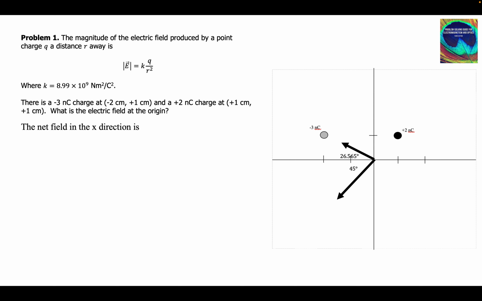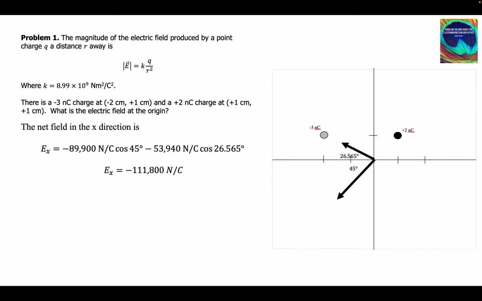The field in the x direction is the x component of this guy and the x component of that guy, and they're both negative. So 89,900 cosine 45 degrees. That's that length. 53,940 newtons per coulomb cosine, that's this length. And they're both in the negative direction, that's 111,800.